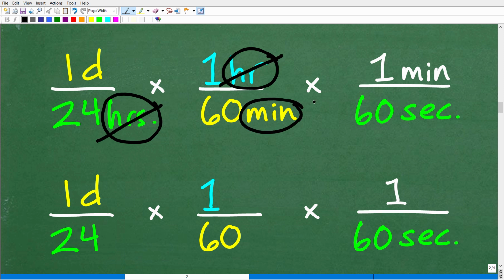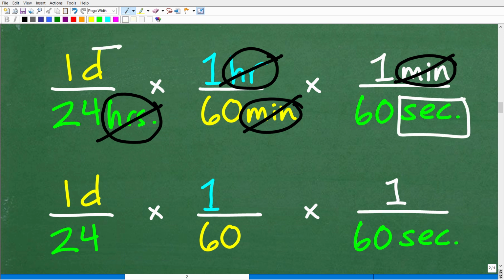Here I have a minute. I can take this minute and I can cross cancel with this minute, all right? Now, why would I want to do that? Well, because this is going to end up with what I want. And what that is the following. I'm left with seconds and days, okay? All my hours and all my minutes are gone.